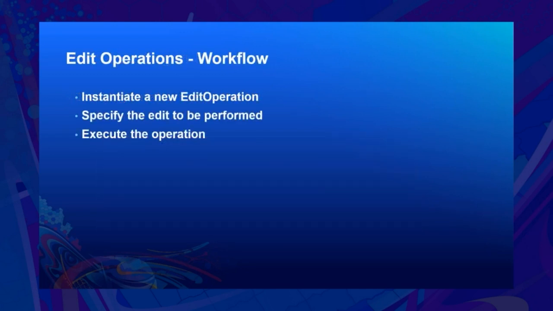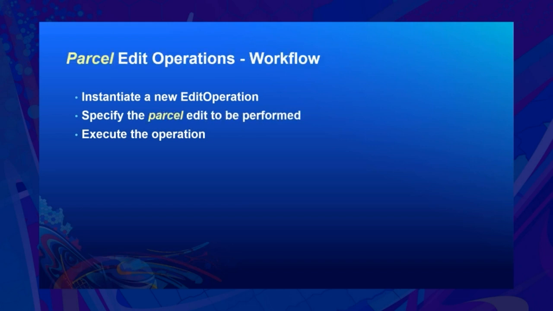Taking a look at this slide, this is the workflow for you as a programmer. You would initially instantiate a new edit operation, specify the edit for that edit operation, and then execute the edit operation. If we just tag the word parcel on the front before the word edit in each of these cases, this is how the Parcel Fabric API works. So it's just leveraging the existing framework and expanding on it.